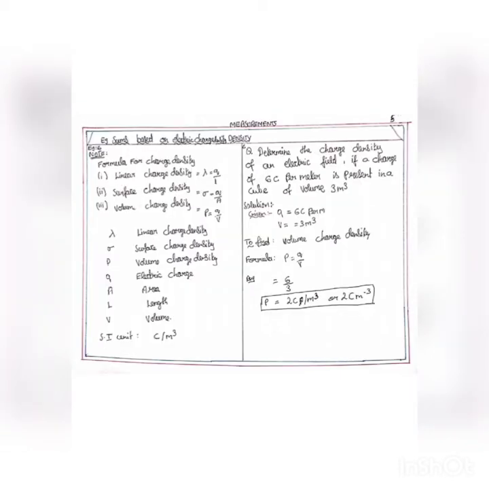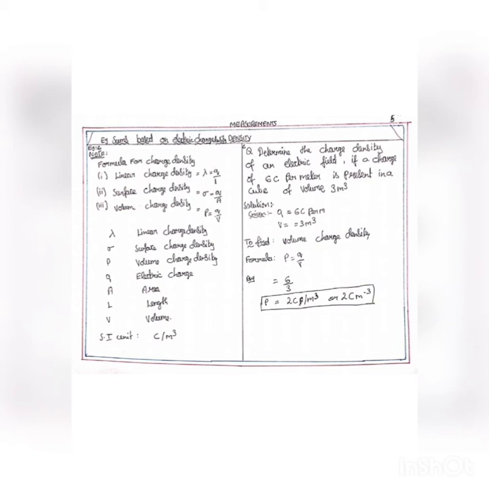Example sum based on electric charge density. Note the formulas for charge density. There are three formulas based on linear, surface and volume. Linear charge density, lambda is equal to Q by L, sigma is equal to Q by A, rho is equal to Q by V. Here lambda is linear charge density, sigma is surface charge density, rho is volume charge density, Q is electric charge, A area, L length, V volume. SI unit is coulomb per meter cube. By using this, we can do one question.